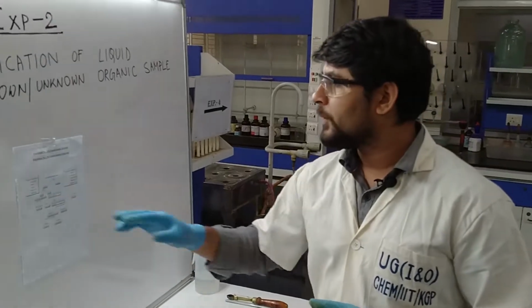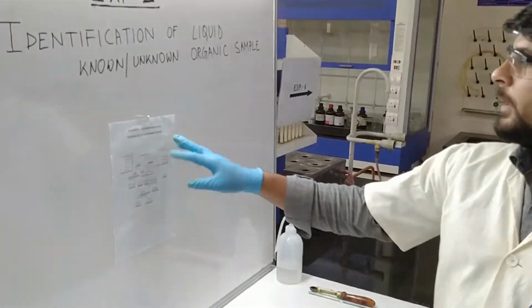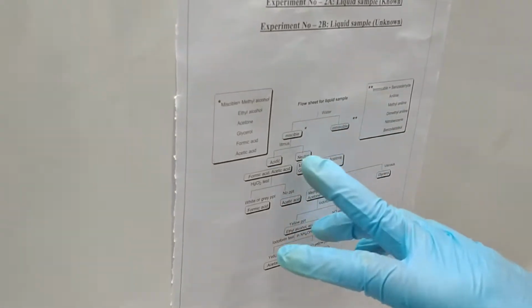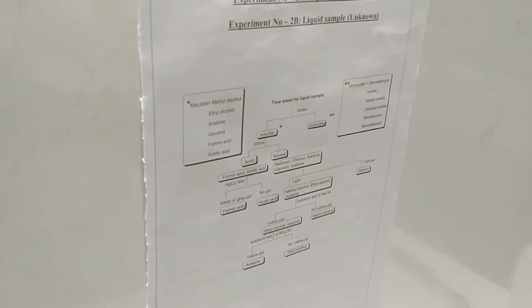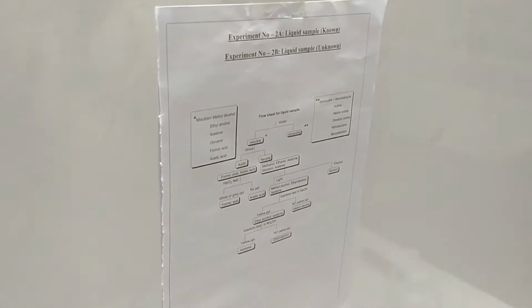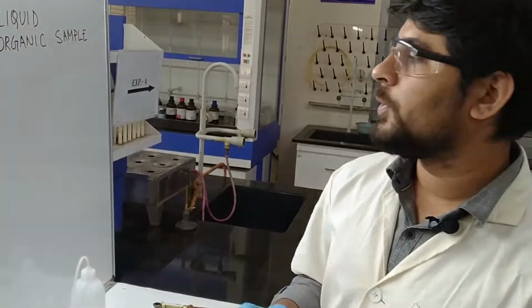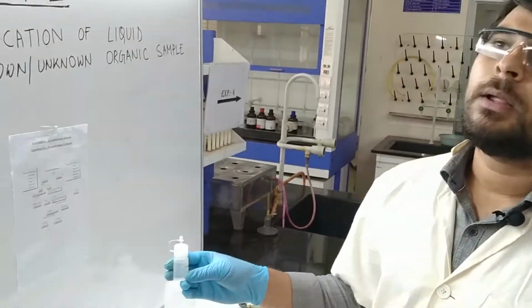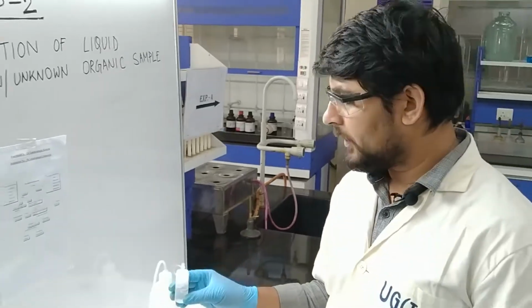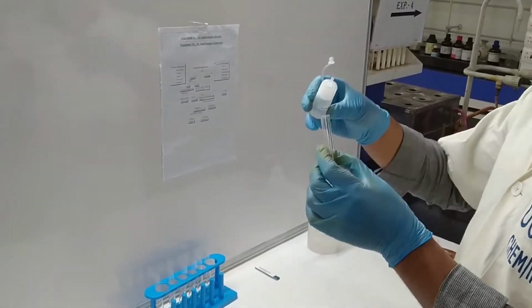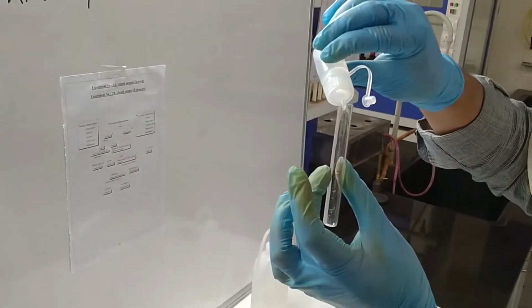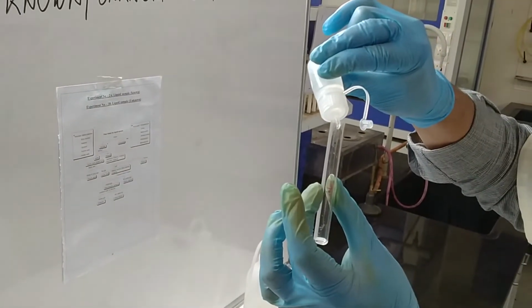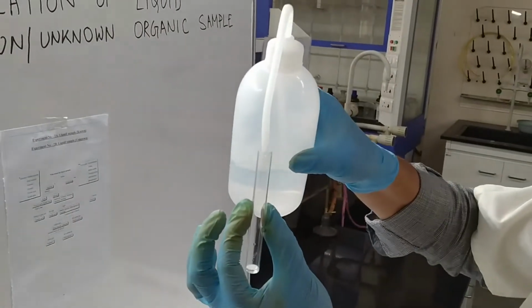So what do we have to do? We have to follow the flow chart which is for liquid sample. So according to the flow chart, what is the first test? Miscibility in water. So for that, what do you have to do? We have to take a test tube. So actually we have to check whether ethanol is miscible or immiscible in water. So for that, in a test tube I am going to take some drops of the sample, and here we have to add some distilled water.